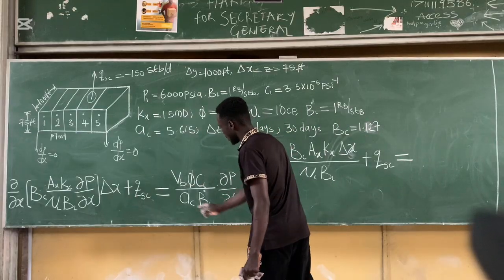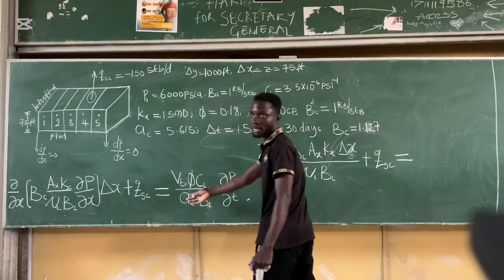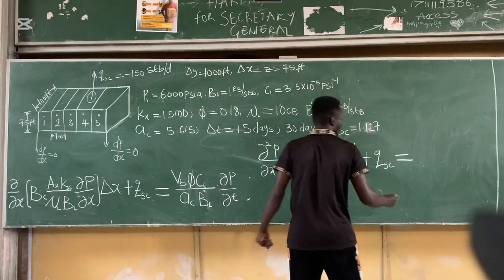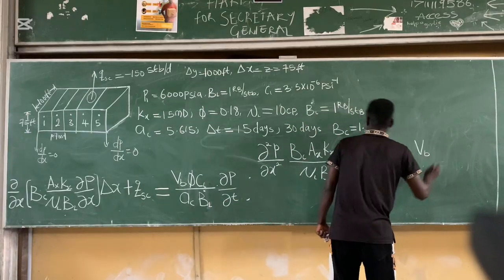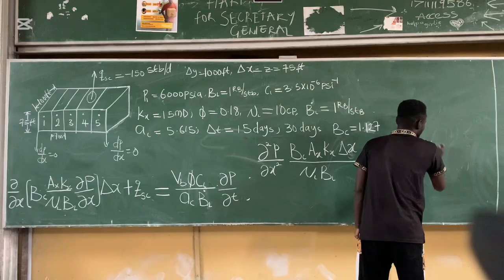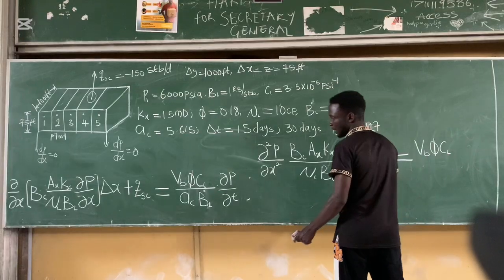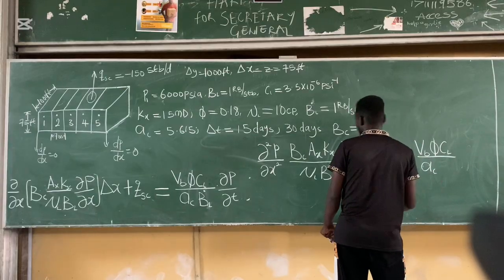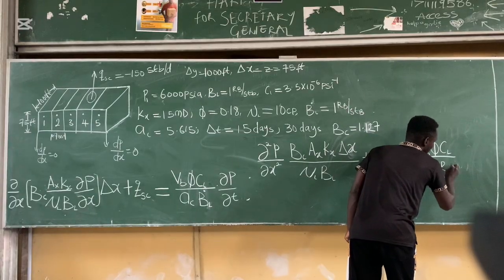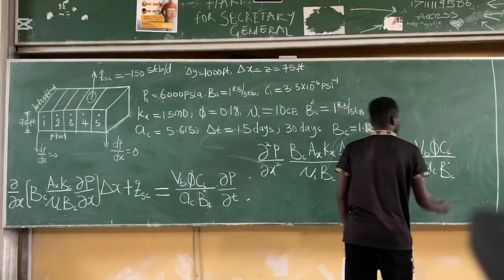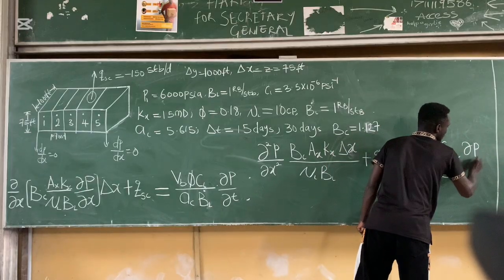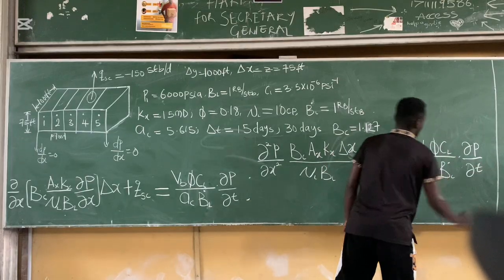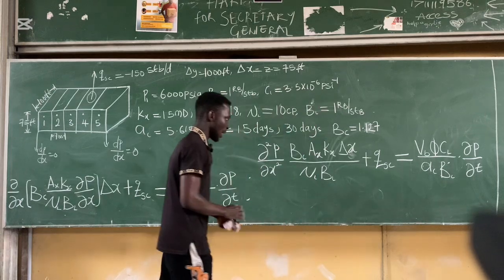Now also, let's write the other side. There's no bracket here, so there's no need to expand. So this becomes equal to Vb phi cL divided by alpha c Bl dot, multiplied by dP divided by dt. So we have this.